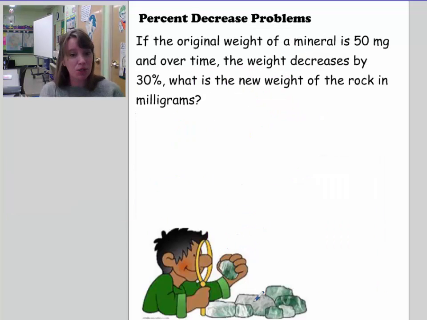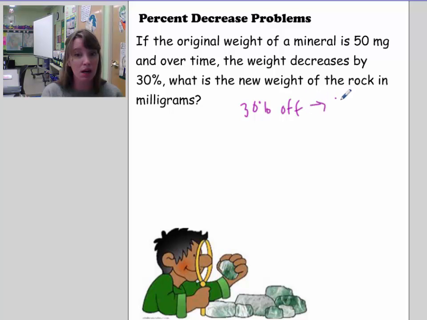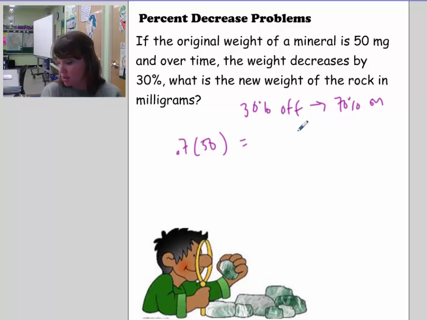Here's another percent decrease problem. So if the original weight of a mineral is 50 milligrams and over time the weight decreases by 30%, what is the new weight of the rock in milligrams? Well, you can do the shortcut. 30% off means that what remains on is 70%. So you can just take 50 milligrams and multiply it by 70% to get 35 milligrams. And it's a quick way of doing that problem.